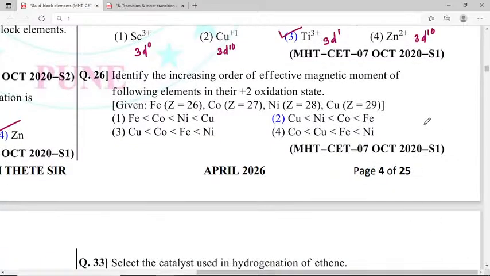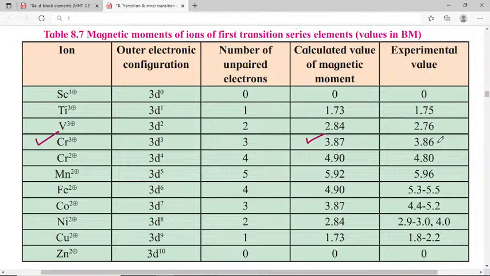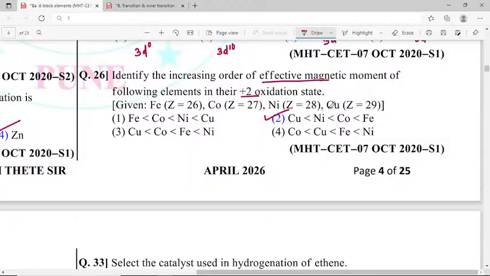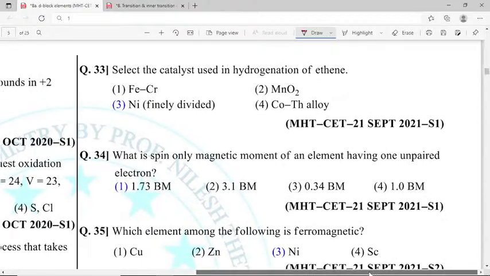Identify the increasing order of effective magnetic moment in their +2 oxidation state. In +2 oxidation state, iron has the higher value, so the order involves iron, cobalt, nickel, copper. So this is a table actually. Get it? As the number of unpaired electrons decreases, the effective magnetic moment value decreases.